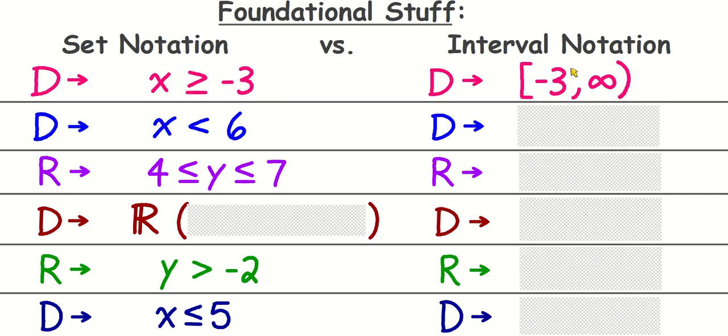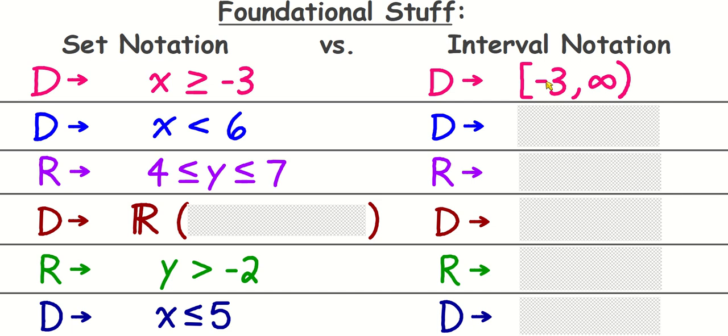So here's what interval notation looks like if you're talking about all the numbers that are greater than or equal to -3. We do a bracket and then -3 and then a comma, and then hopefully you recognize this as an infinity symbol. So this basically means everything from -3 to positive infinity, that's right, I said positive infinity, and everything in between.